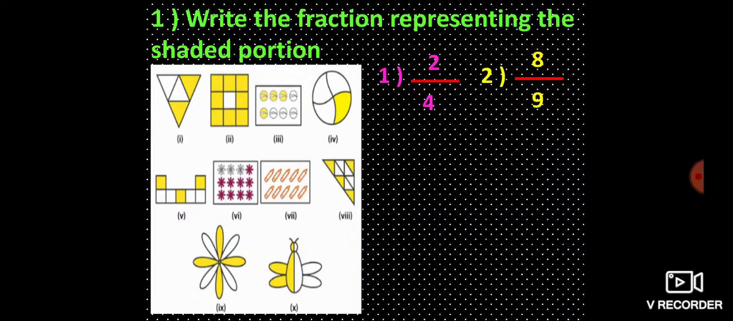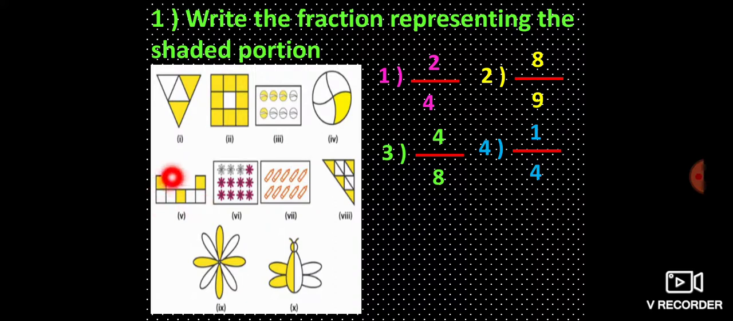Next, third figure. Only 4 balls are shaded. Total there are 8 balls. Therefore, the third answer is 4 by 8. 4 is shaded, 8 is the total number of balls. Fourth figure. Total 4 parts are there. Out of these 4 parts, only 1 part is shaded. So, the fraction is 1 by 4.